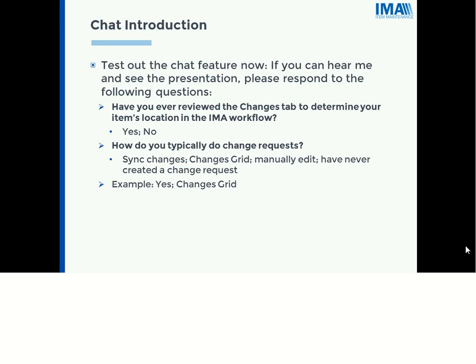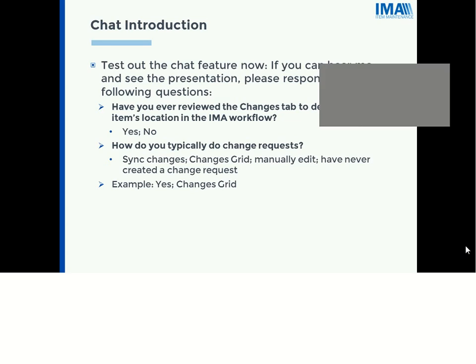Real quick, if you can hear me and you can see the presentation, please use the chat feature to respond to the following questions. Have you ever reviewed the Changes tab to determine your item's location in the IMA workflow? Just answer yes or no. And then the second question, how do you typically do change requests? Do you sync them? Do you use the changes grid? Do you manually edit? Or you've never created a change request? So if you could just respond to that, and I will get back to those in a moment.